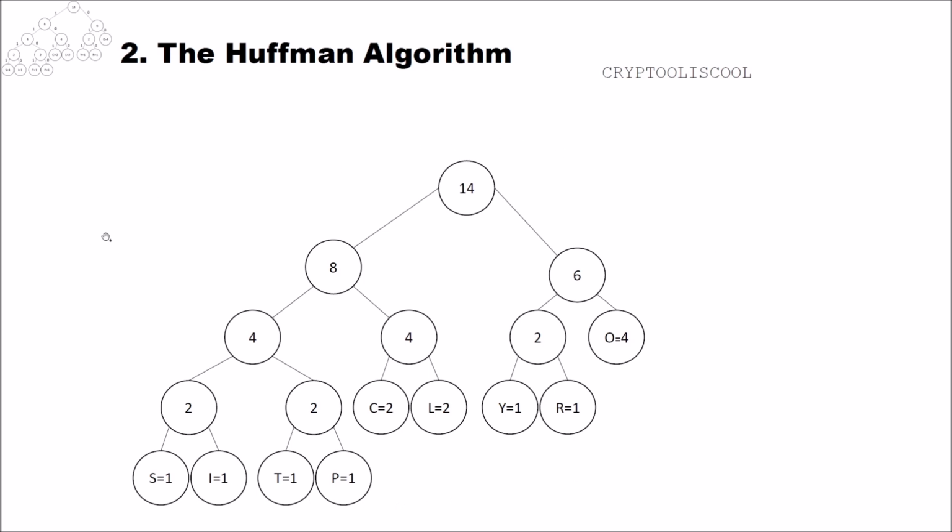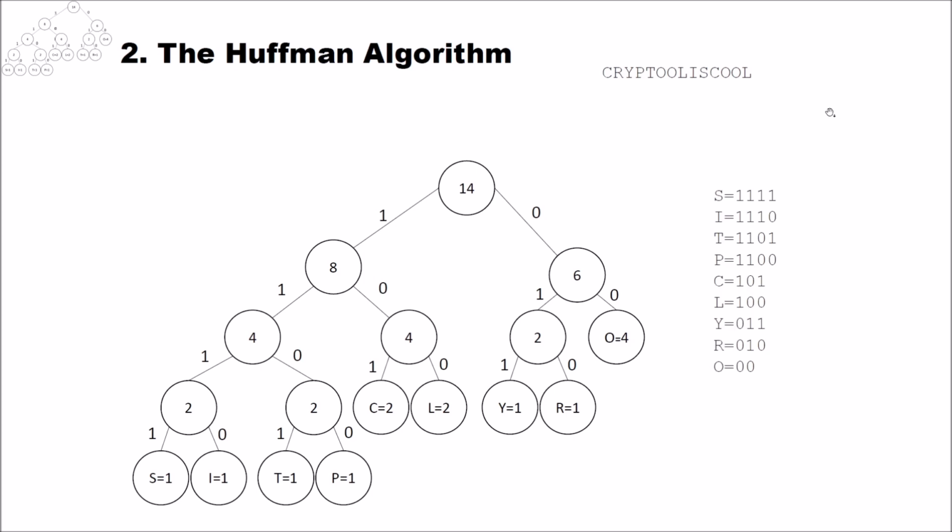Now we have to assign bit values to the connections in our tree. We just write a 1 on each left side and a 0 on each right side. Now, how can we use this tree to encode CrypTool is cool? We first generate our code words by going through the tree from the start of the tree to each symbol that we have. For instance, for the S, we have to go 1, 1, 1, and 1. For the I, we have to go 1, 1, 1, and 0. For the T, we have to go 1, 1, 0, 1, and so on and so forth.